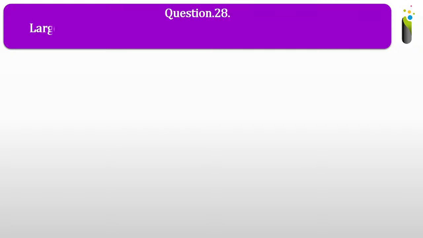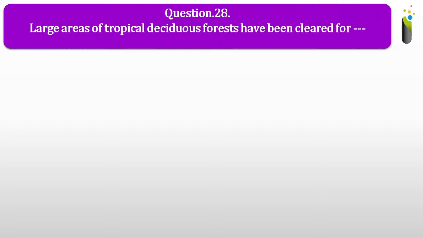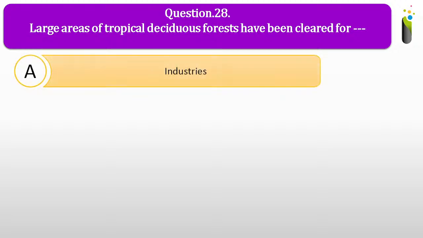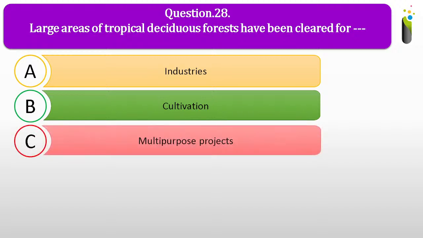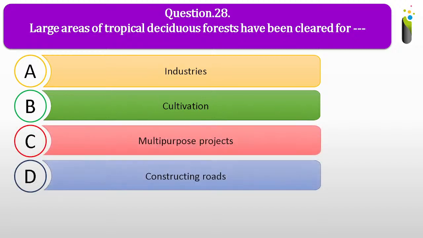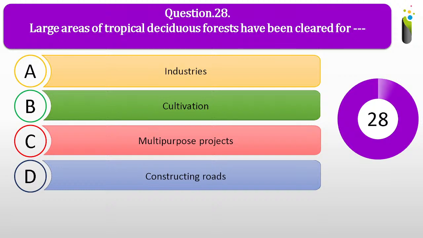Going ahead with question number 28. Large areas of tropical deciduous forests have been cleared for dash. A. Industries. B. Cultivation. C. Multi-purpose projects. D. Constructing roads. And your time starts now. So large areas of tropical deciduous forests have been cleared for dash.